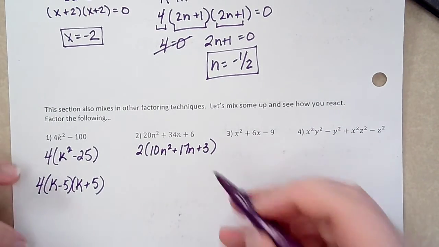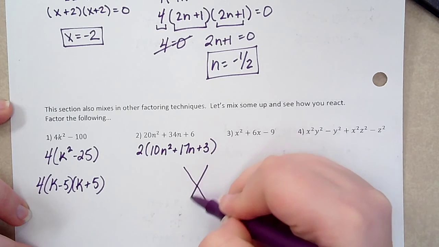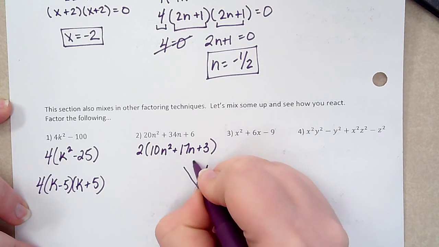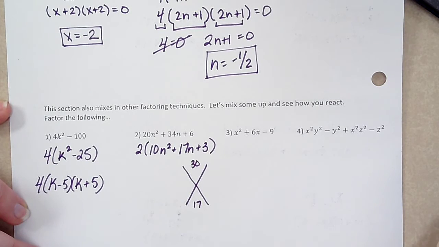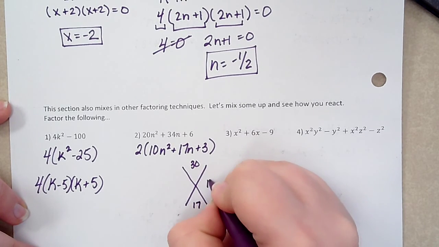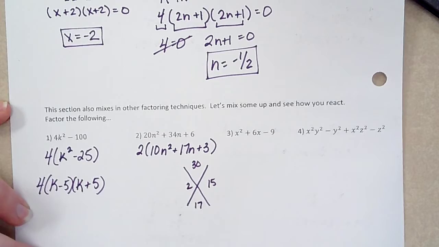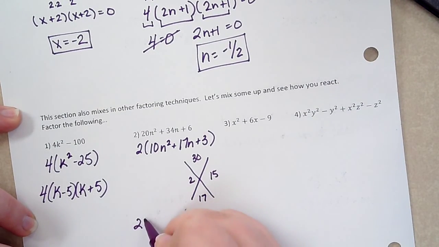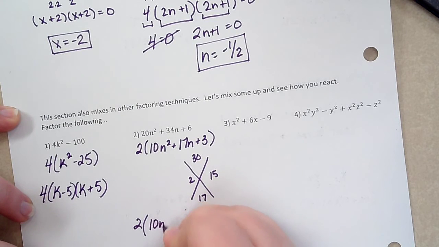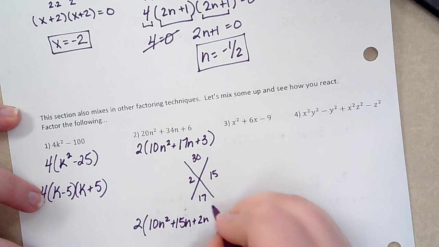There's a number out in front, so I'm going to go to my X puzzle method. 10 times 3 is 30. The middle term is 17. What are my options here? Well, I know 15 and 2 will multiply to 30 and add to 17. So I'm going to bring that down and rewrite it as 10n squared plus 15n plus 2n plus 3. Yeah, that looks good.